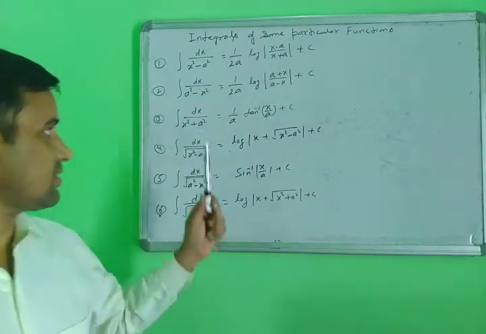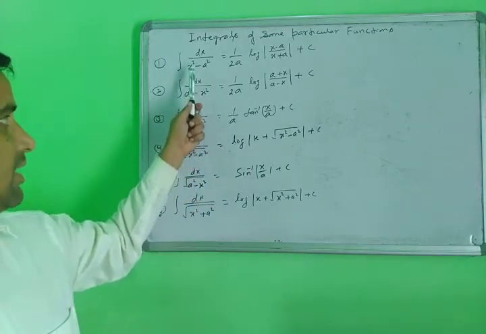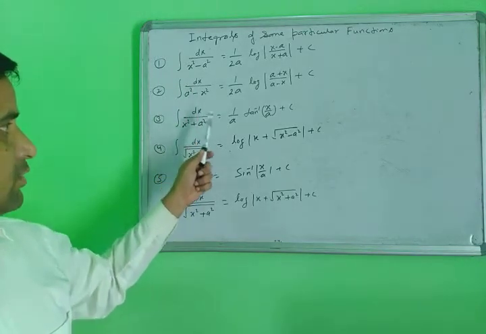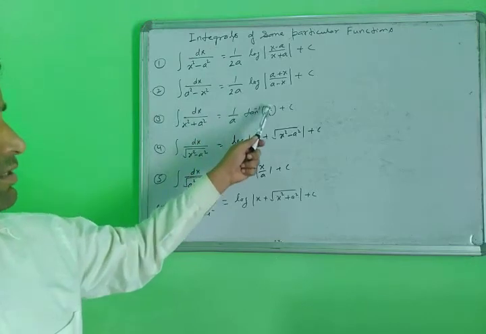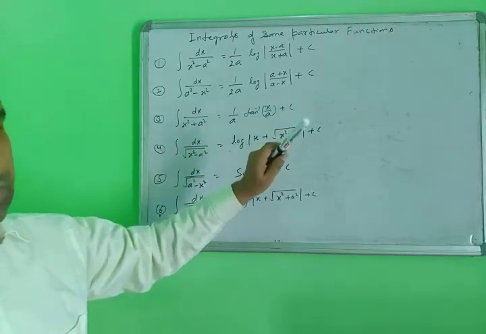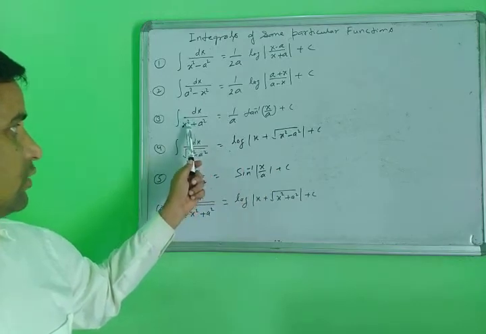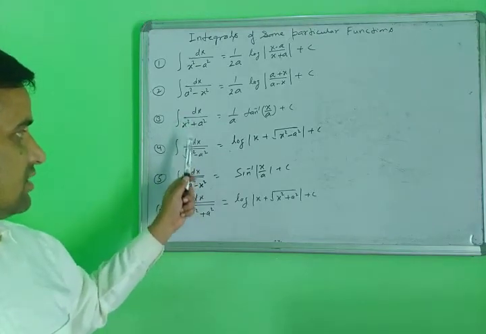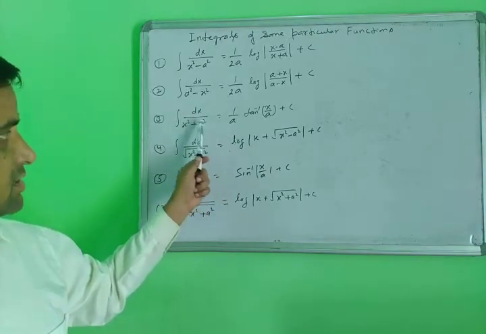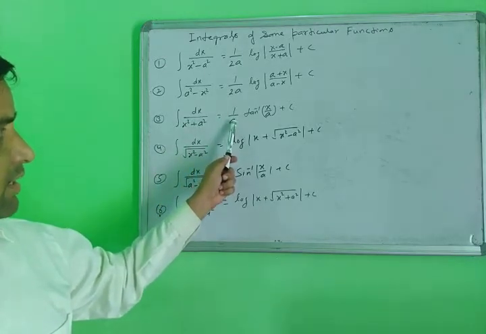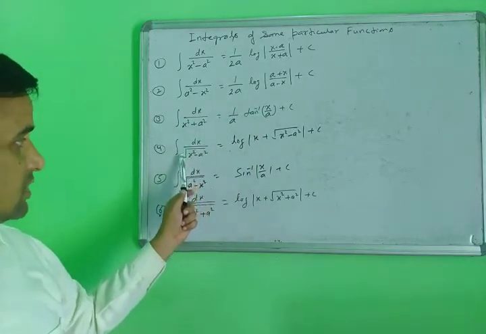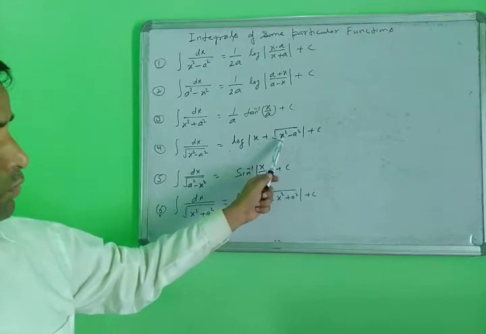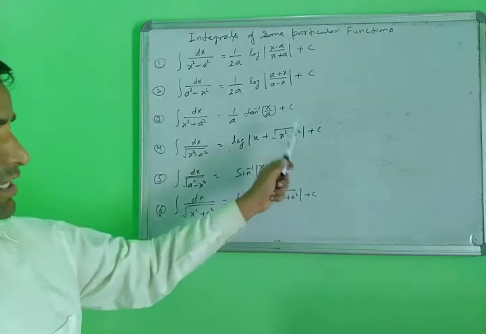Next function: suppose in place of the minus you are using the plus sign. Then it changes completely: 1 upon a tan inverse x upon a plus c. But suppose you use a square root sign on this function, then it changes completely again. When you use the square root sign here, it converts into log form: log mod of x plus root x square minus a square, plus c.